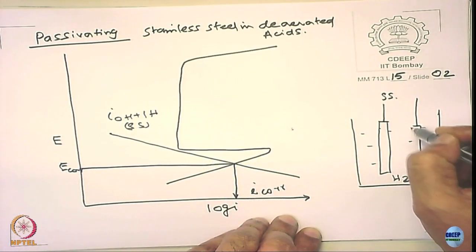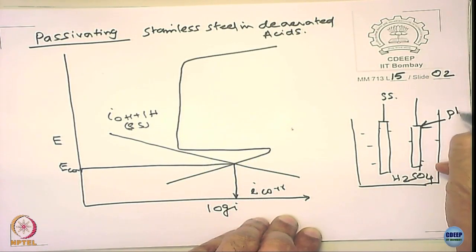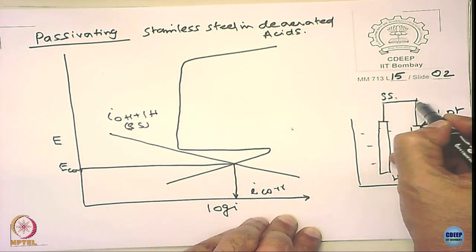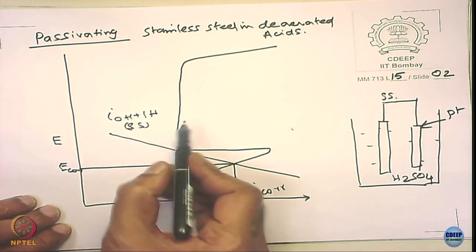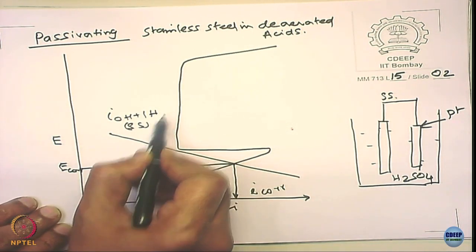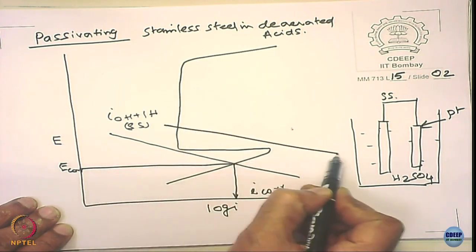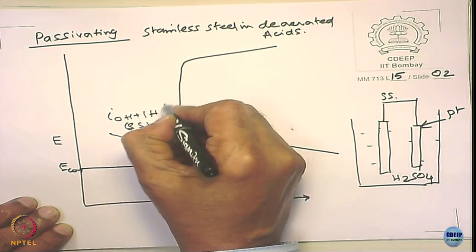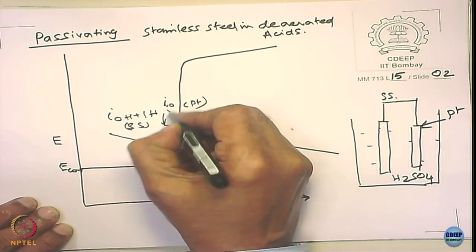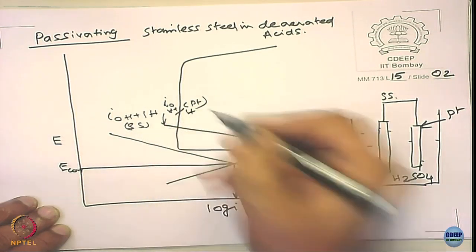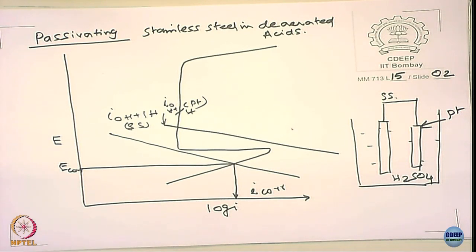What I will do, I am going to now insert a platinum and I am going to short this. So what do you think will happen now? In order to know what will happen, what should you do now? I should draw platinum. So I should do one for platinum. What I have done for this, I do one for platinum, the i naught on platinum. Then you just sum up these two.